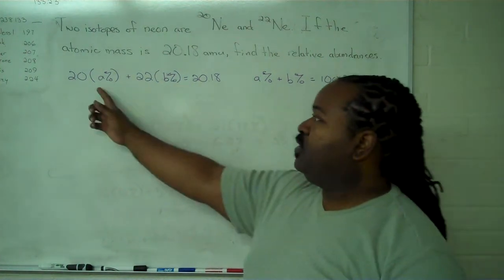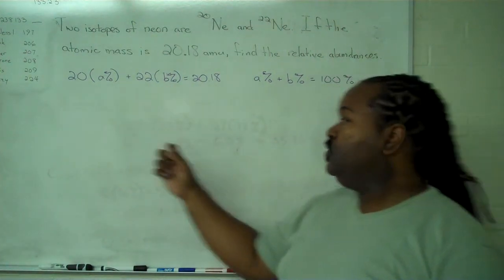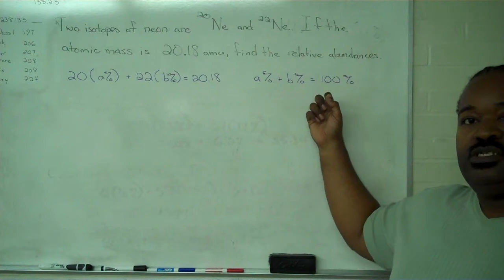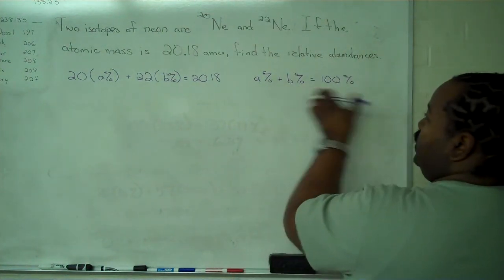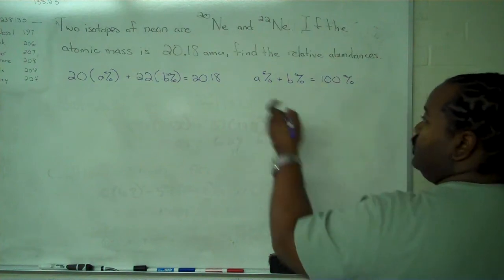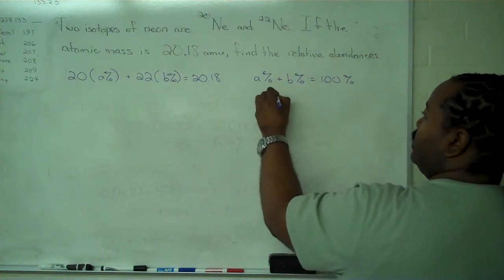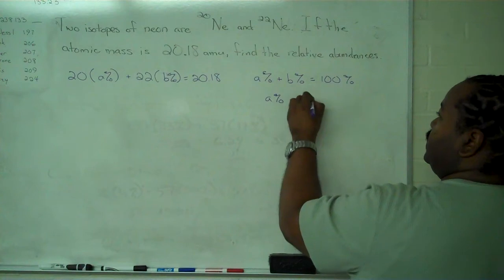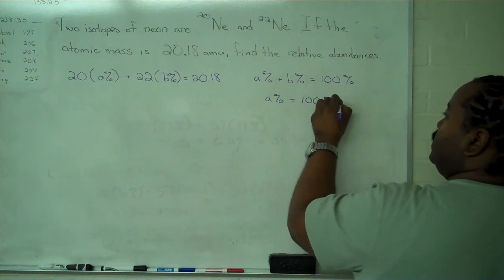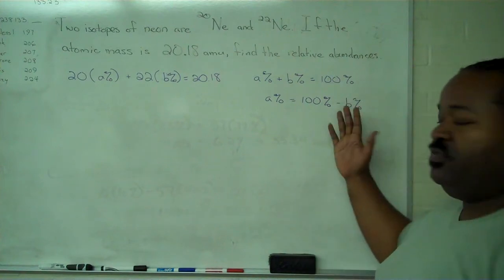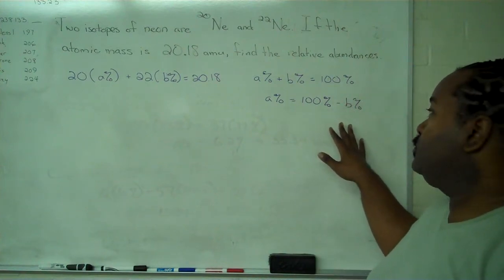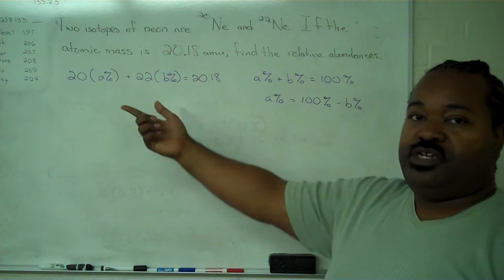Now, because we don't know the value for either of these, we can use the information here to determine what we're going to substitute in. So, if these two add to 100%, let's substitute for A by solving this equation for it. So it's just 100% minus the relative abundance of our second isotope. So we can plug this in over here.